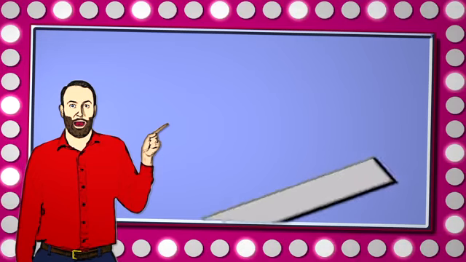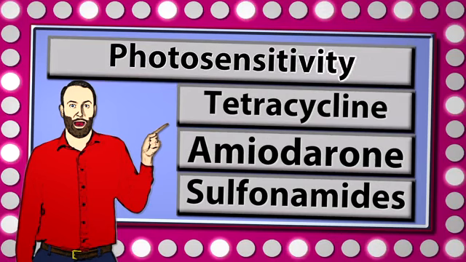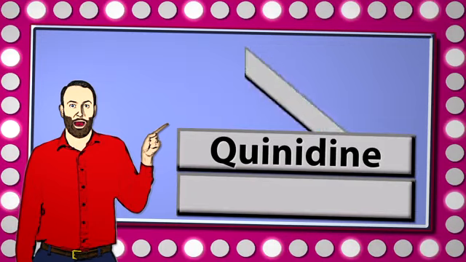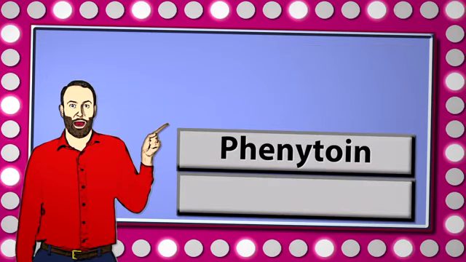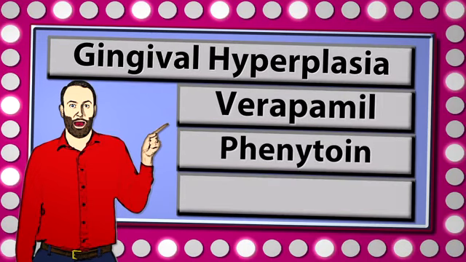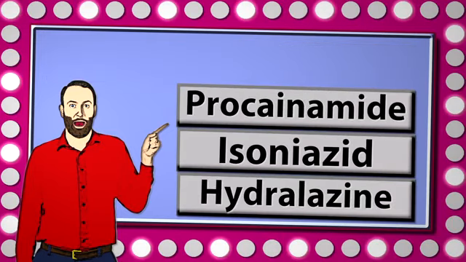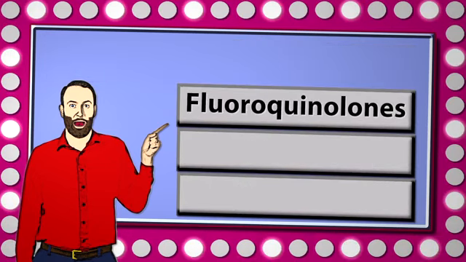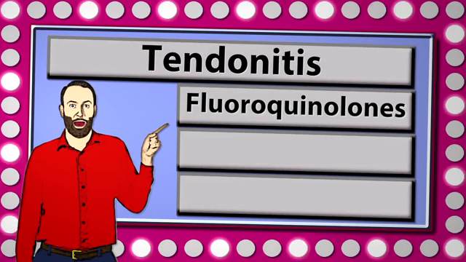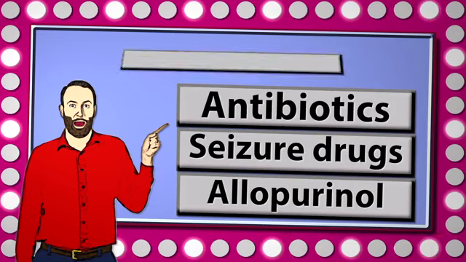All right, it's time for that third game show. Let's get going. First one here, sulfonamides, amiodarone, tetracycline, that's going to be photosensitivity. Next, we have quinidine and quinine, that's going to be cinchonism. Phenytoin and verapamil, think of gingival hyperplasia. Next, we have hydralazine, isoniazid, procainamide, think of lupus-like syndrome. Fluoroquinolones, you got to remember tendinitis. Allopurinol, seizure drugs, antibiotics, think of Stevens-Johnson syndrome.